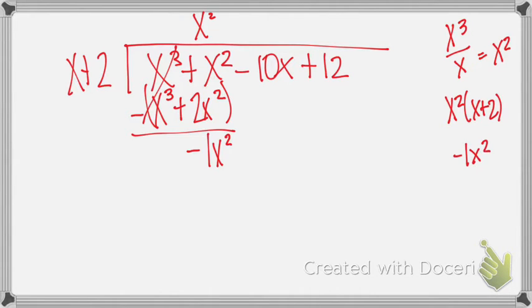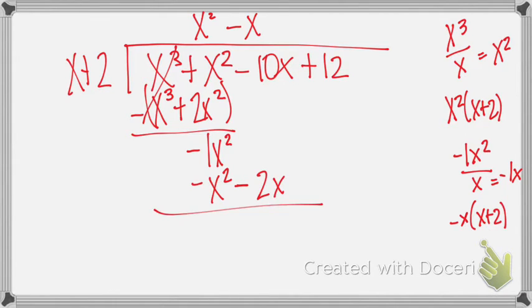So then I start my process over. Negative 1x squared divided by x is negative 1x. So I can just say negative x. Negative x times x plus 2 is negative x squared minus 2x. Well, oops, we forgot to bring down this.